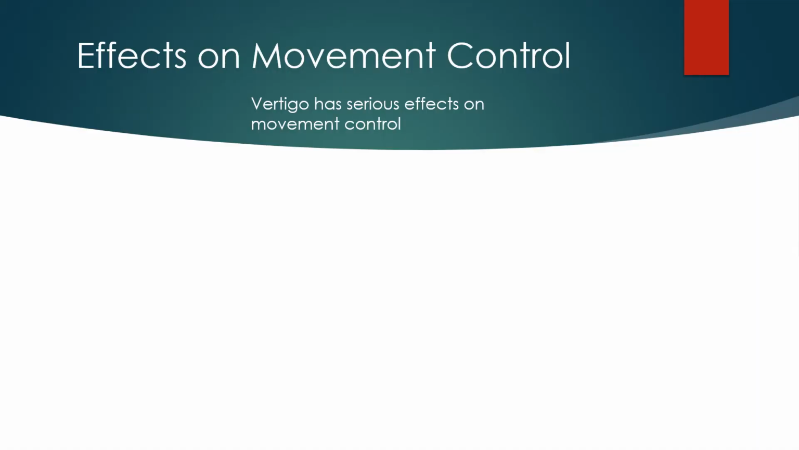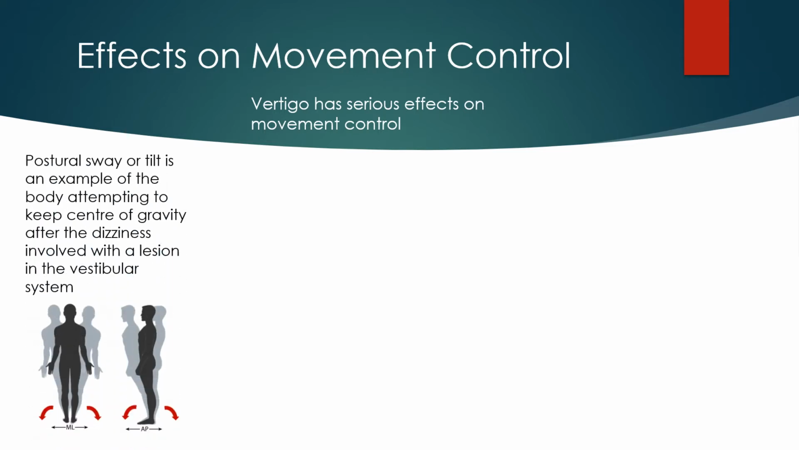The effects of vertigo on movement control. Vertigo has some serious effects on movement control. Postural sway or tilt is an example of the body attempting to keep its center of gravity after the dizziness involved with the lesion in the vestibular system. Vision can become blurred or even shaky, confusing the brain into thinking that everything is moving around in the environment. This forces the body to adapt to the new perceived center of gravity.